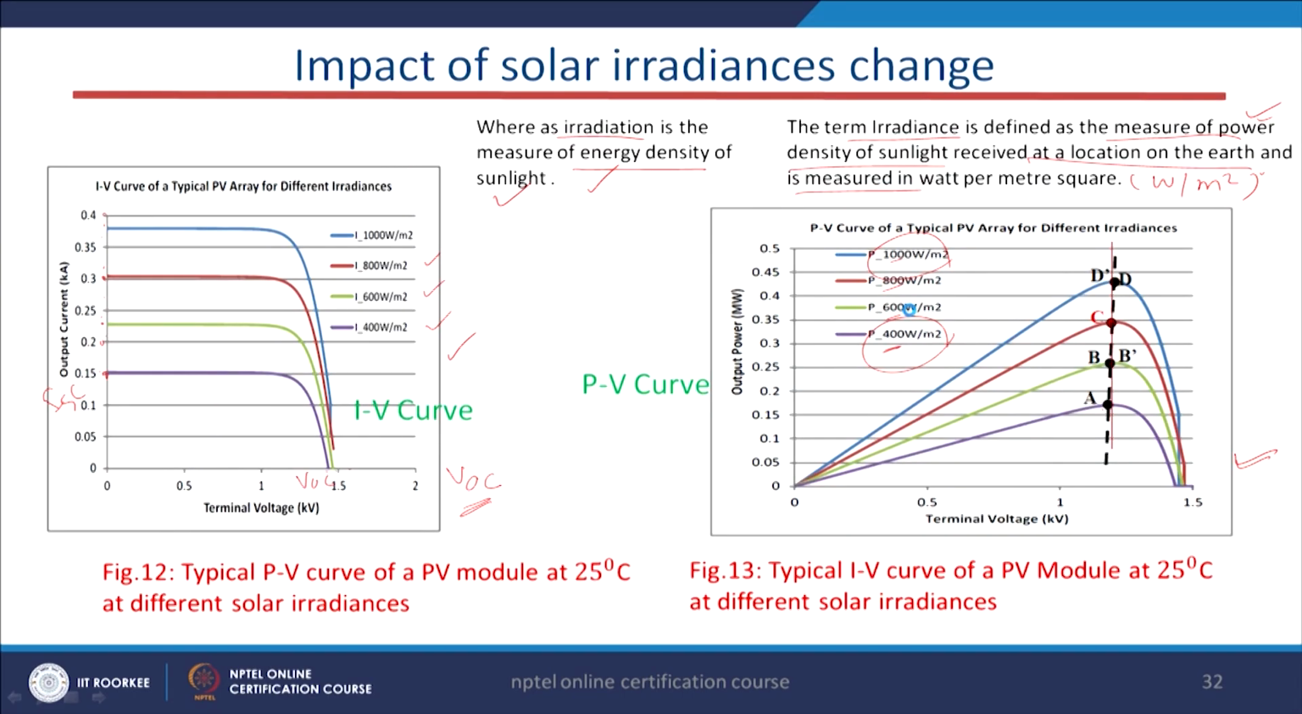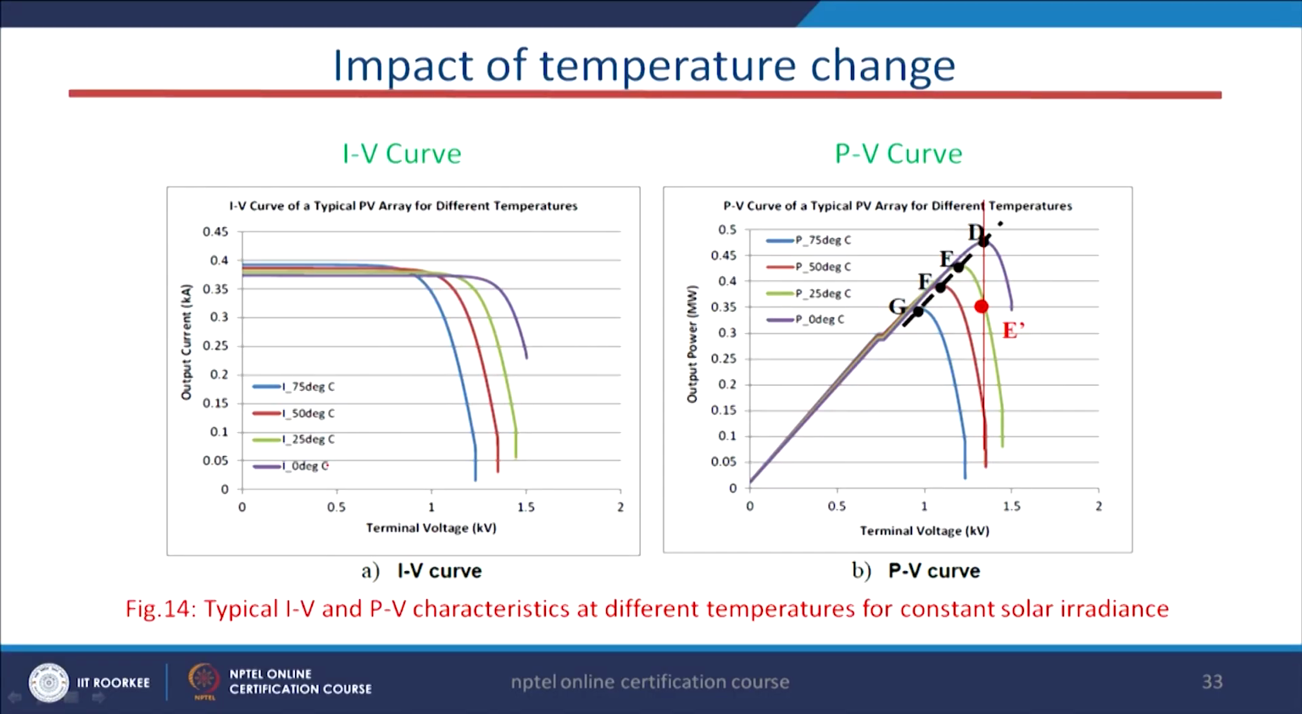And here you see the temperature remained constant at 25 degrees Celsius, the temperature is not varying, only the irradiance is varying. Now, we will come to the impact of temperature, how this IV curve and PV curve will look. Here we have taken temperatures in degrees Celsius: 0, 25, 50, 75.